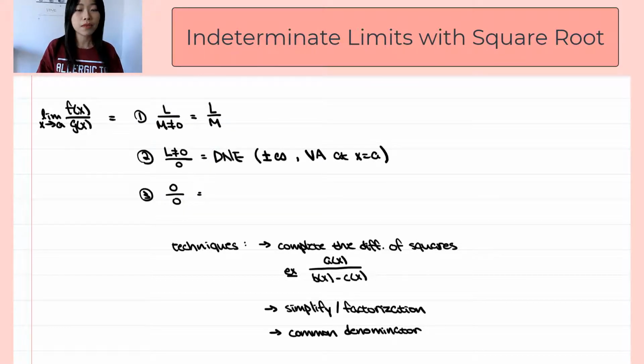And the third possibility is when you get 0 over 0. If you get 0 over 0, it means the substitution rule doesn't help, and the result is inconclusive.